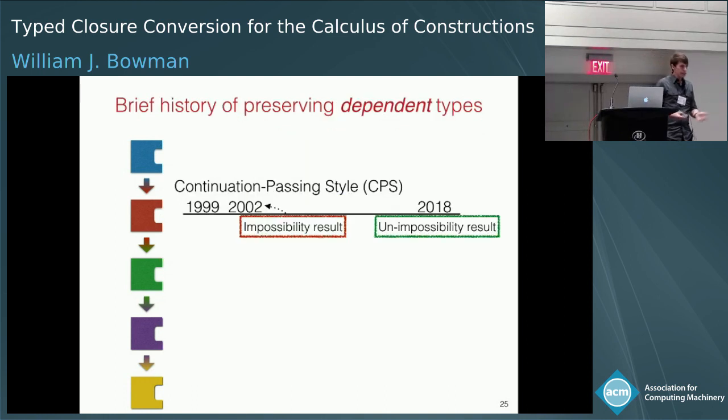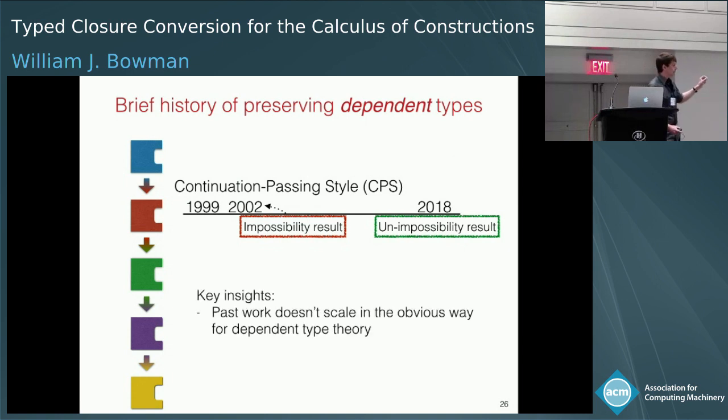Just to give you an idea of how hard this is, we'll take a look at the first pass, CPS. In 2002, type-preserving CPS for dependent types was proven impossible. And it remained impossible until very recently, sort of. This recent result tells us that past work doesn't scale in an obvious way to dependent type theory. So actually, the 2002 impossibility result still holds.